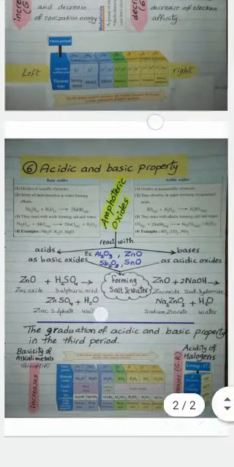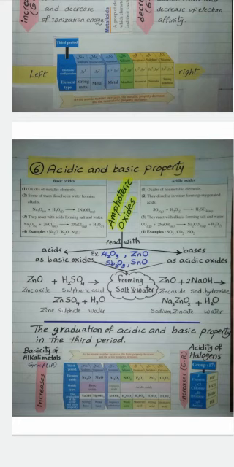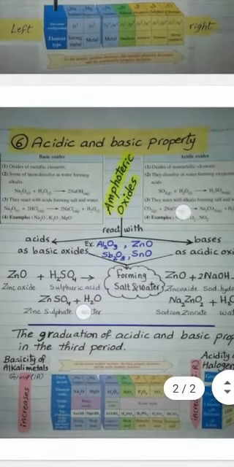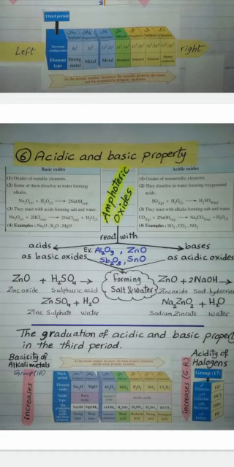Let's move to explain sixth property of representative elements in the periodic table, which is acidic and basic property. When an element combines with oxygen, it forms a compound known as element oxide. There are three types of element oxides, which are basic oxides, acidic oxides, and amphoteric oxides. Let's compare between basic oxides and acidic oxides.